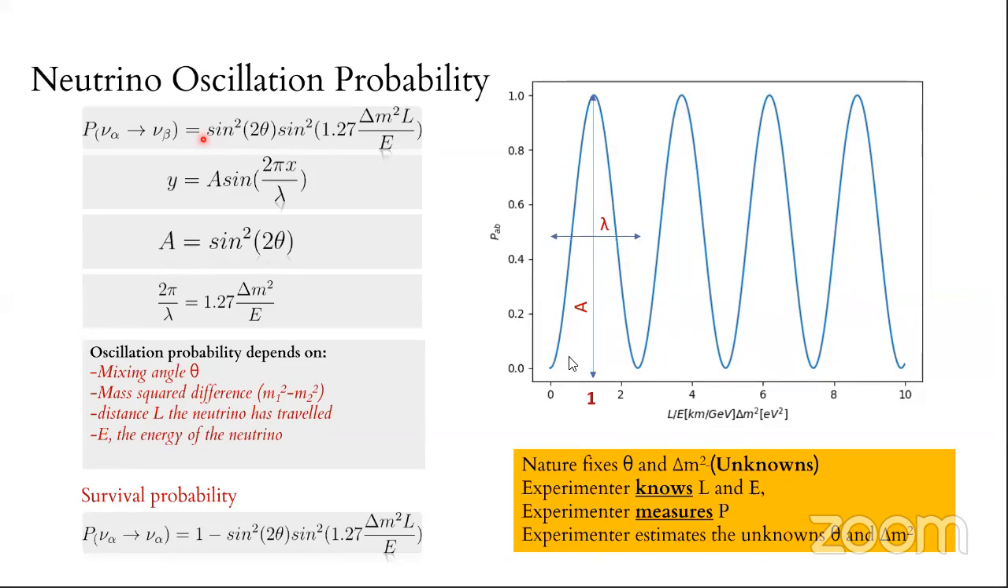But sir, what is the exact physical interpretation of this theta? It tells you how much these three mass eigenstates and the flavor eigenstates mix with each other, in some sense.